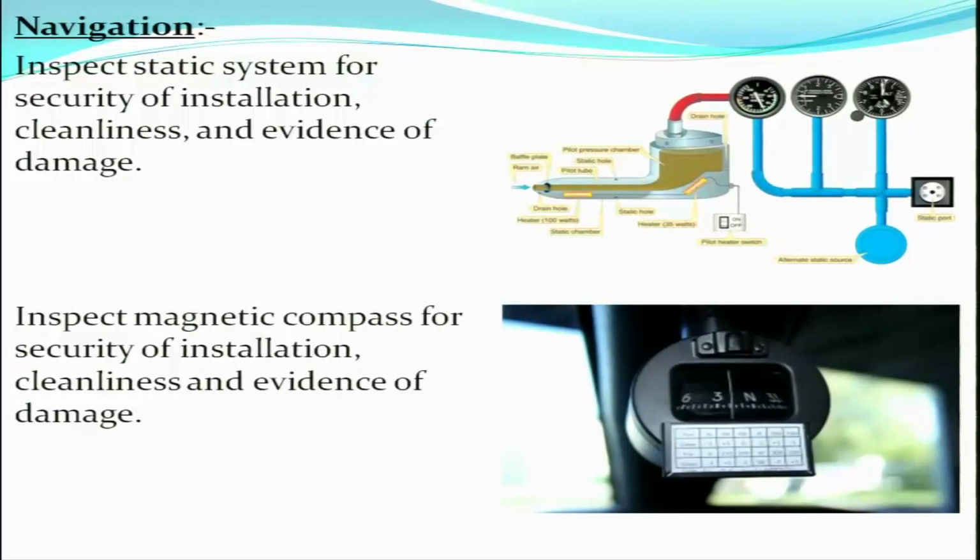There is a pitot static leak check which is to be carried out. That pitot static leak check is carried out to see whether there is any leakage in the system. Inspect magnetic compass for security of installation, cleanliness and evidence of damage. The direct reading magnetic compass in some of the basic aircrafts is installed. This compass is checked for security of installation, cleanliness, evidence of damage and leakage.